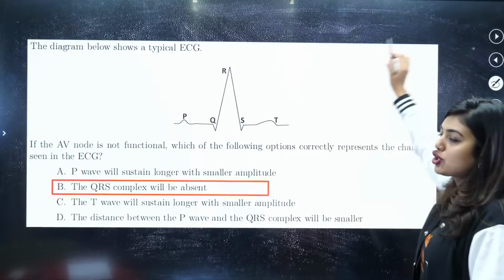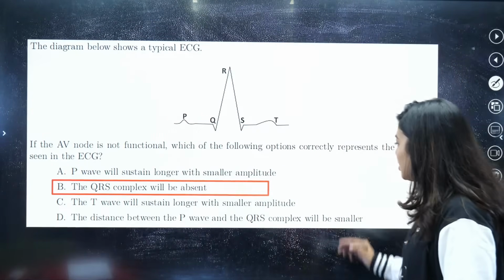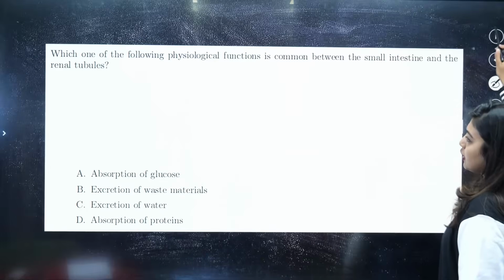Is this clear? So all of you who told A, you're wrong. Answer is B. Okay, B. B also will come as answer. That's why I told you learn the concept.